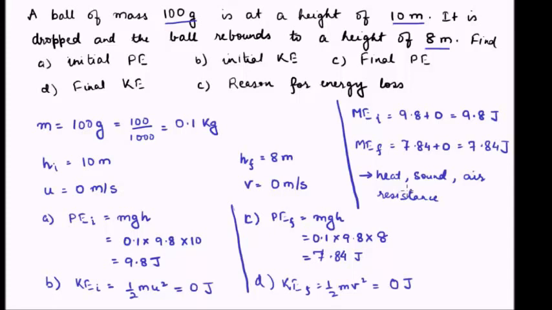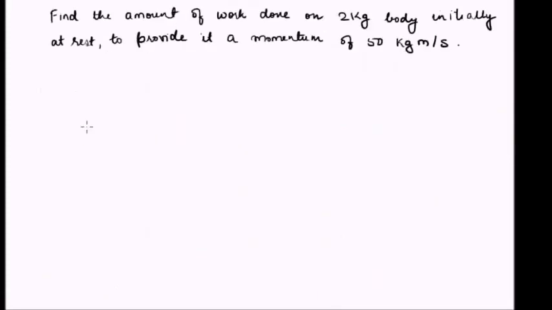Let us see another example before we close today's lecture. This numerical asks us to find the work that has to be done on a 2 kilogram body. The mass is 2 kilogram, to provide it a momentum of 50 kilogram meter per second. And initially the body is at rest. So the initial velocity is 0 meter per second.